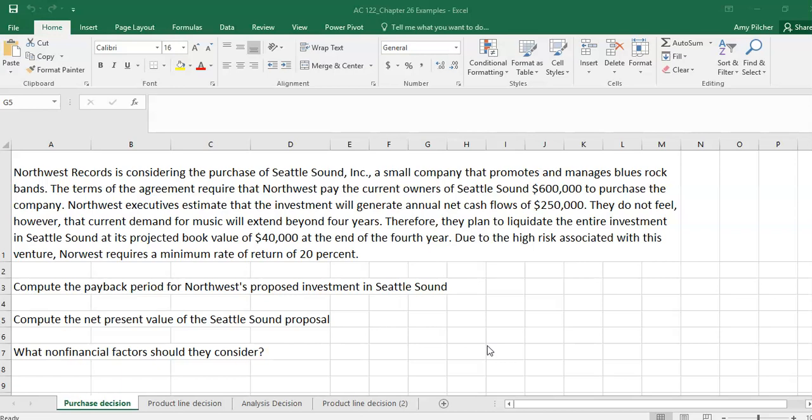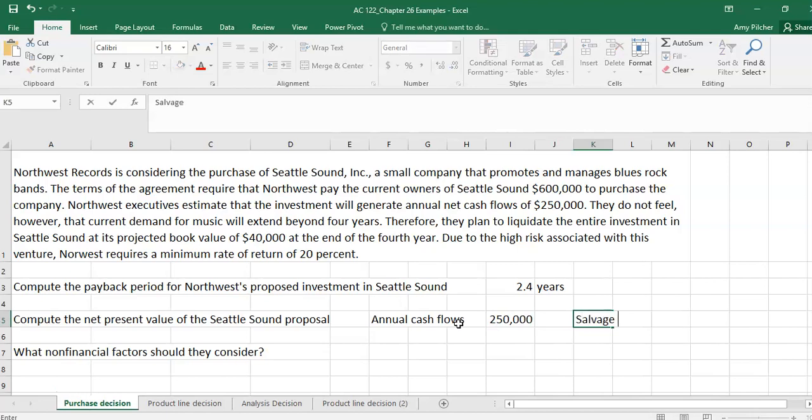The payback period is simply the initial investment divided by the annual cash flows. This tells us when our cash flows will cover the initial investment. So our initial investment of $600,000 divided by our cash flows of $250,000 is 2.4 years. For the net present value, we need the net present value of both our annual cash flows and the salvage value.